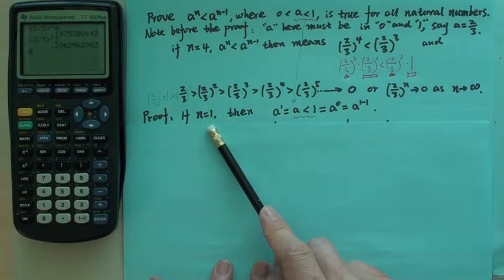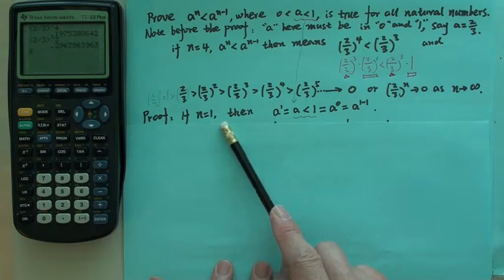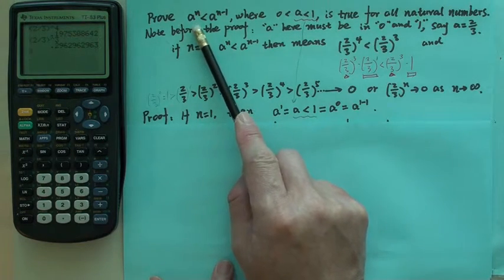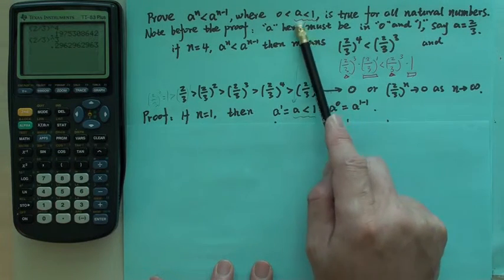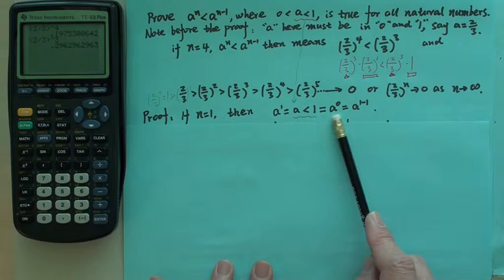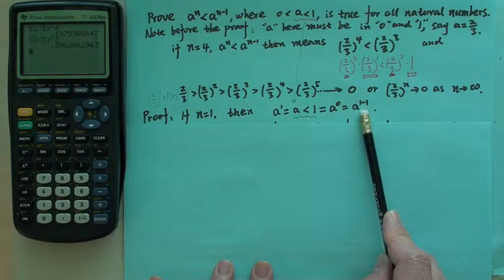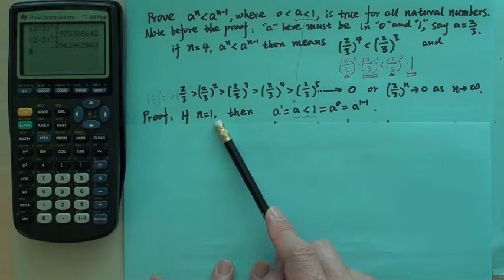Now, is this true for n equals 1? Yes, it is. When n is 1, the left-hand side is a to the first, which is a, and we are given that a is less than 1. The right-hand side is a to the 0, and 0 is 1 minus 1, so you have a to the 1 minus 1. So this is true when n equals 1.